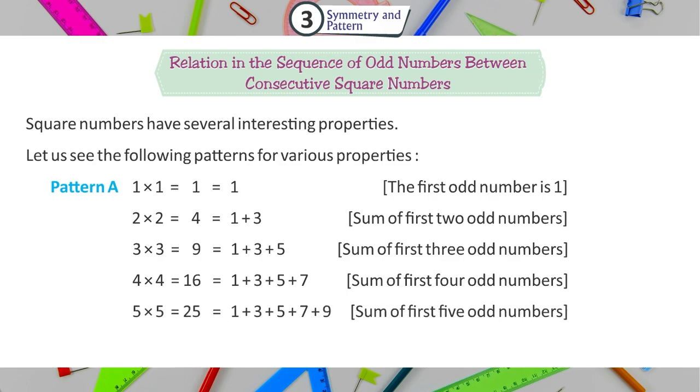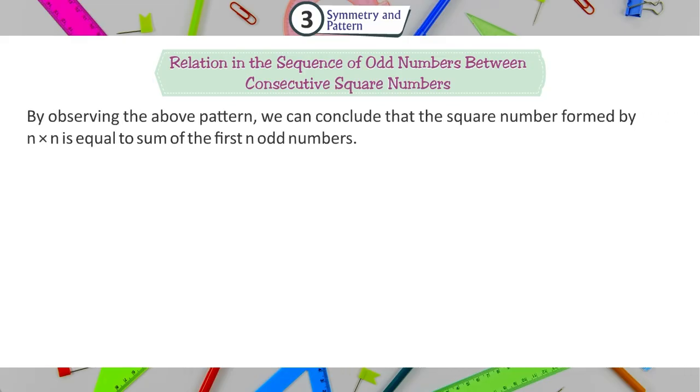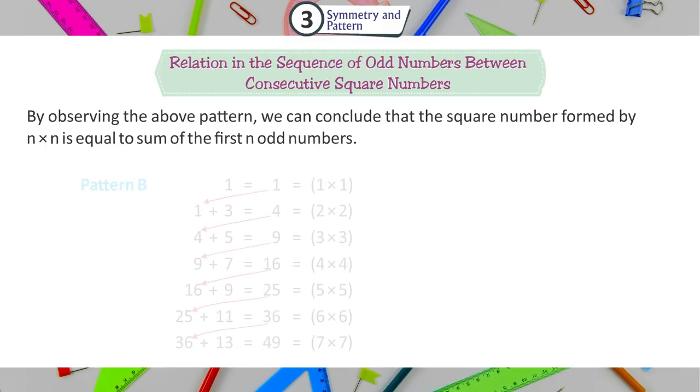5 into 5 is equal to 25, which is equal to 1 plus 3 plus 5 plus 7 plus 9. Sum of first five odd numbers. By observing the above pattern, we can conclude that the square number formed by n into n is equal to the sum of the first n odd numbers.